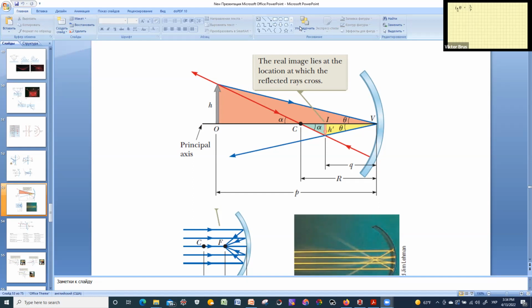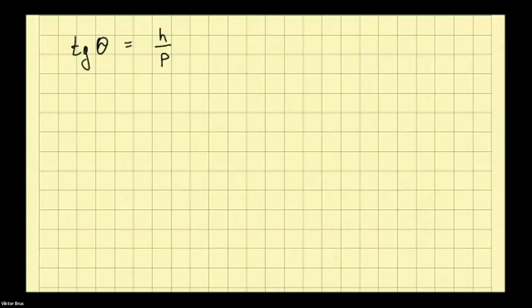Okay, let me again switch to our writing board, and tangent theta can be expressed also as minus h prime divided by q, which is the distance from the image to the mirror. Okay, let's come back again.